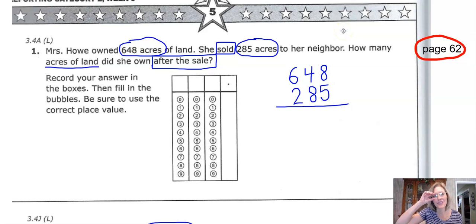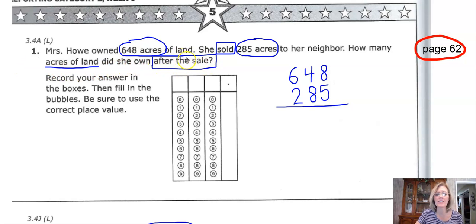Okay, did you solve number 1 and number 2 on page 62? Let's take a look at number 1 first, okay? On there, we're given Mrs. Howe owned 648 acres of land. She sold 285 acres to her neighbor. How many acres of land did she own after the sale?